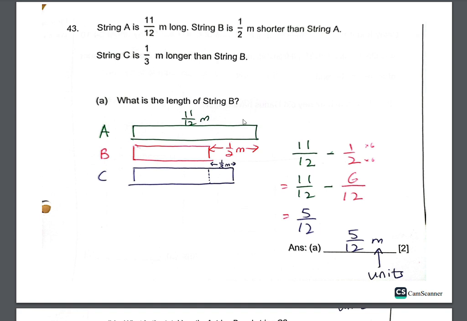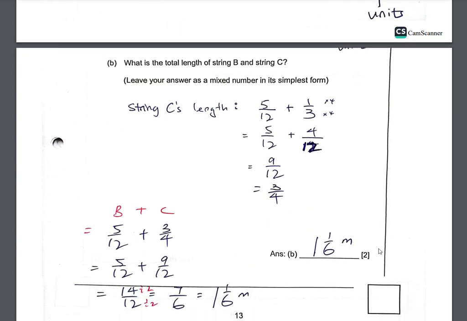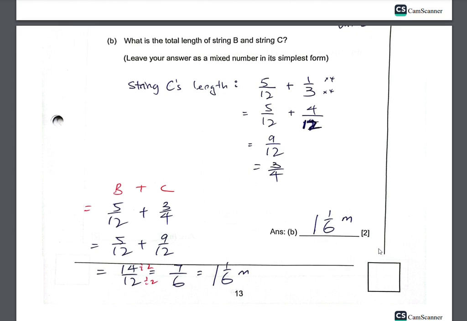String B, very simple. Use the length of string A, take away the extra half. So 11/12 minus 1/2. And remember, you cannot subtract straight away. You've got to change to equivalent fractions. The denominators have to be made the same. So I times 6 to get 6/12. I subtract and then I'll get 11 minus 6. I have 5. On my denominator, I keep it the same. So 5/12. And don't forget units, right? This is all in meters. So 5/12 meters.